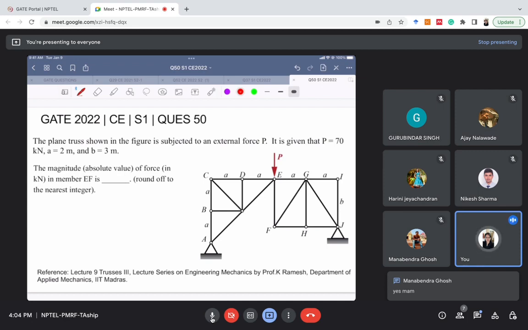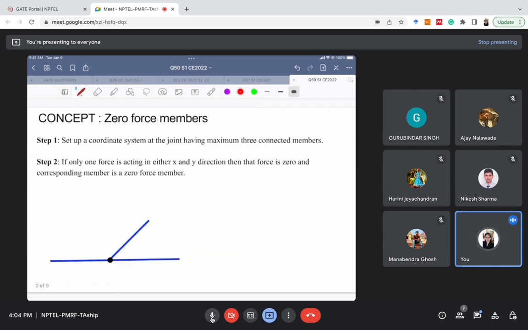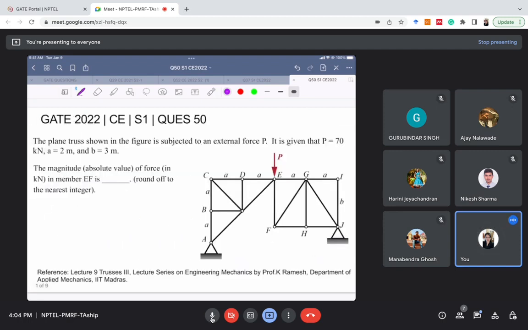So we'll see in today's lecture that how can we reduce this huge truss problem into a simpler problem so that we can solve it in lesser time. Okay, so there is a concept called zero force member. What is zero force member? So there are some members in a truss which don't carry any force for a particular loading. For example, for this truss for this particular loading, that is loading P at joint E, there are some members which do not carry any force.